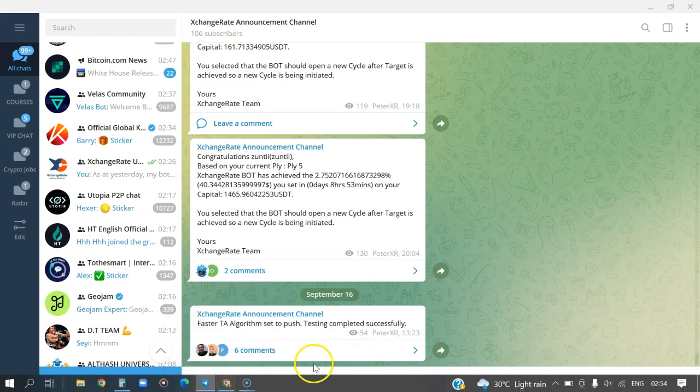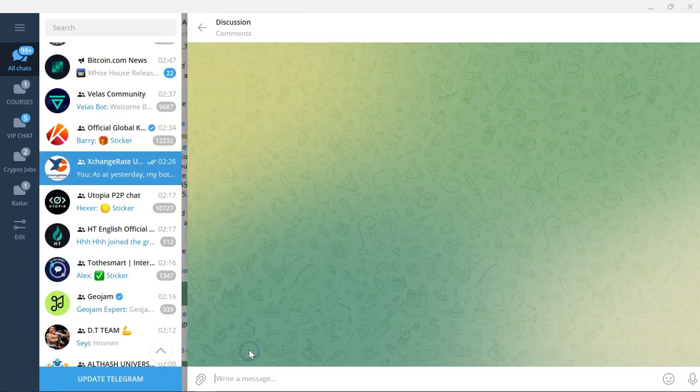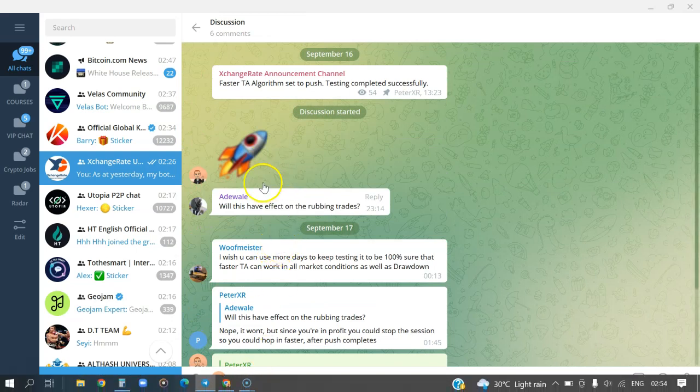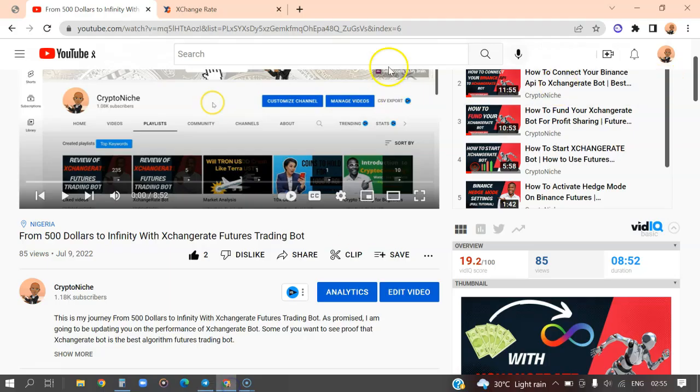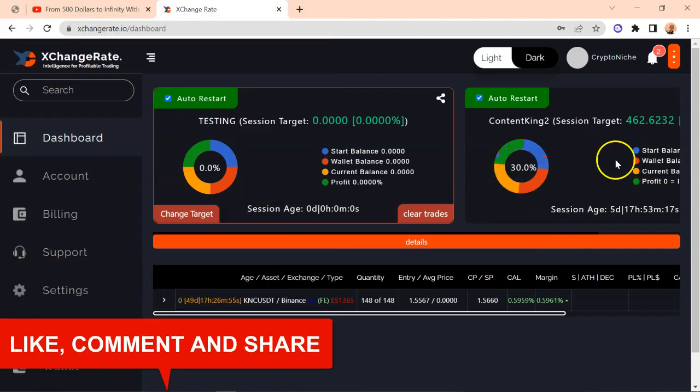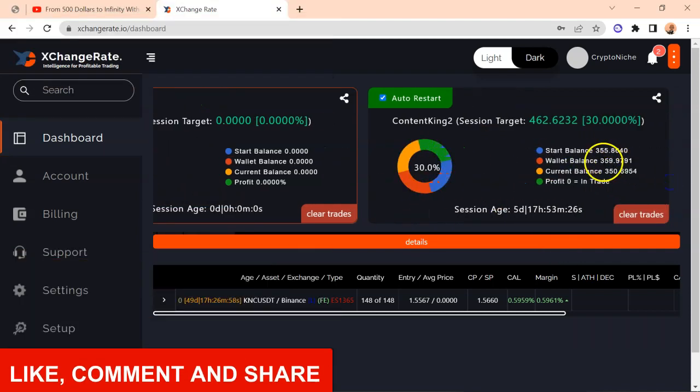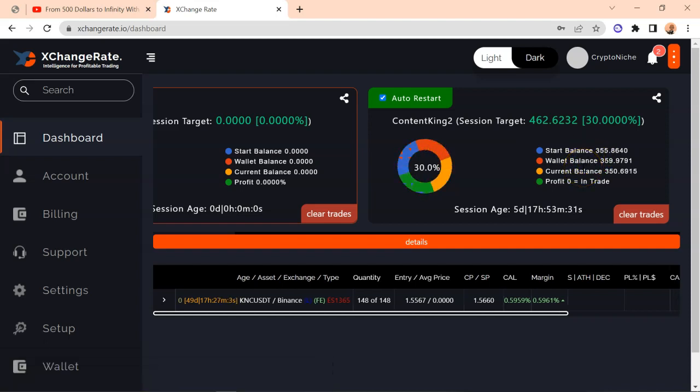Now, if you look at this, I think I made a comment. Let me check the comment section. All right, now let me go back to the dashboard of the bot. This is the bot dashboard. As you can see from here, I started with a balance of 346, and the bot made a profit up to the point that it increased the wallet balance to 359. But due to the drawdown that I'm experiencing right now, the current balance is 350.66, as you can see.